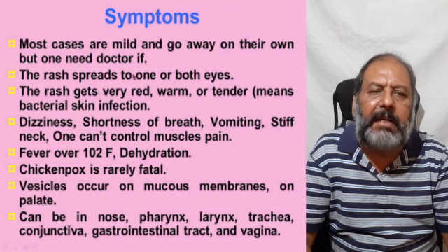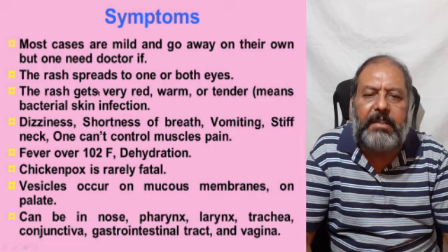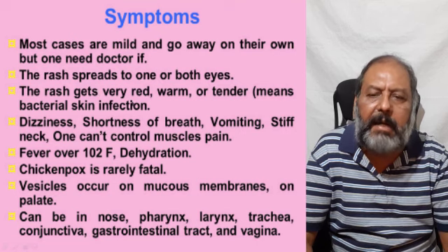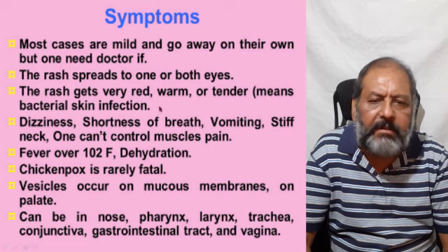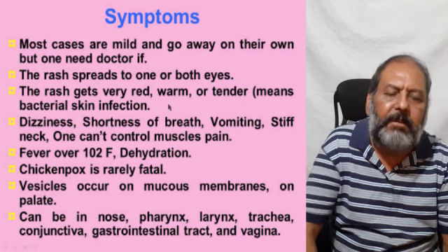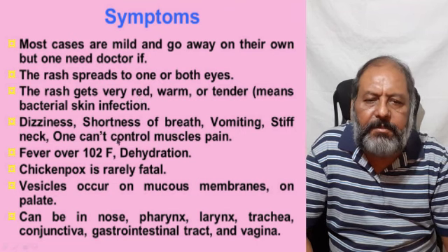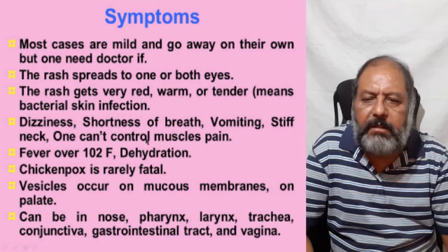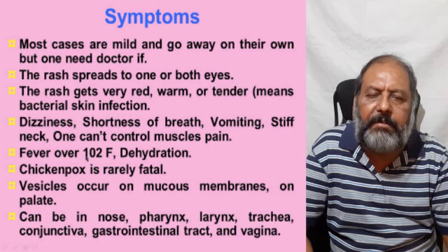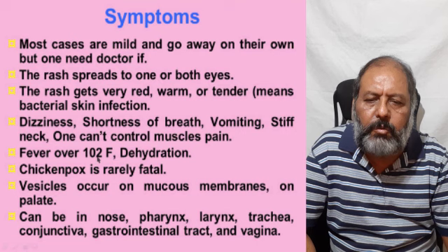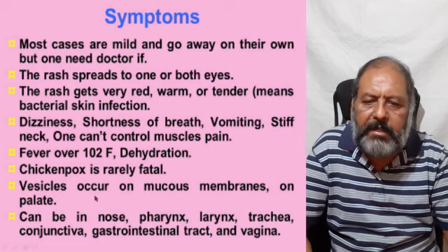Most cases are mild and go away on their own, but one needs a doctor if the rash spreads to one or both eyes. If the rash gets very red, warm, and tender, it means a bacterial skin infection. Also dizziness, shortness of breath, vomiting, stiff neck, uncontrollable muscle pain, fever over 102 degrees Fahrenheit, or dehydration. Chickenpox is rarely fatal.